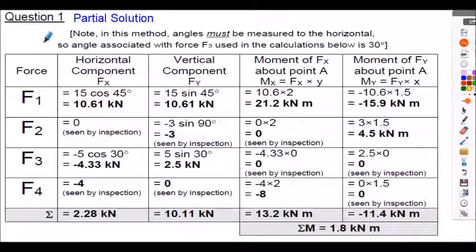So it's question 1, just a partial solution. I'm only showing you the table here. Here are my 4 forces applied. I'm working out my horizontal components, vertical components, Mx and My moments.